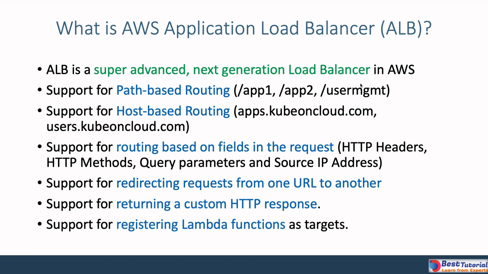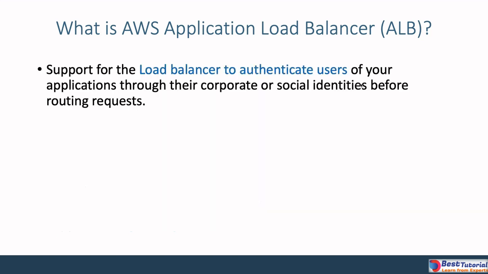So anything deployed in AWS, one service always integrates with multiple other services. In the same way, multiple Lambda functions also we can register to this load balancer's targets. In the same way, it supports load balancers authenticating users of our applications through their corporate or social identities before routing requests. So this is the latest feature available, and it provides out-of-the-box authentication for our applications hosted on this load balancer with our corporate or social identities.